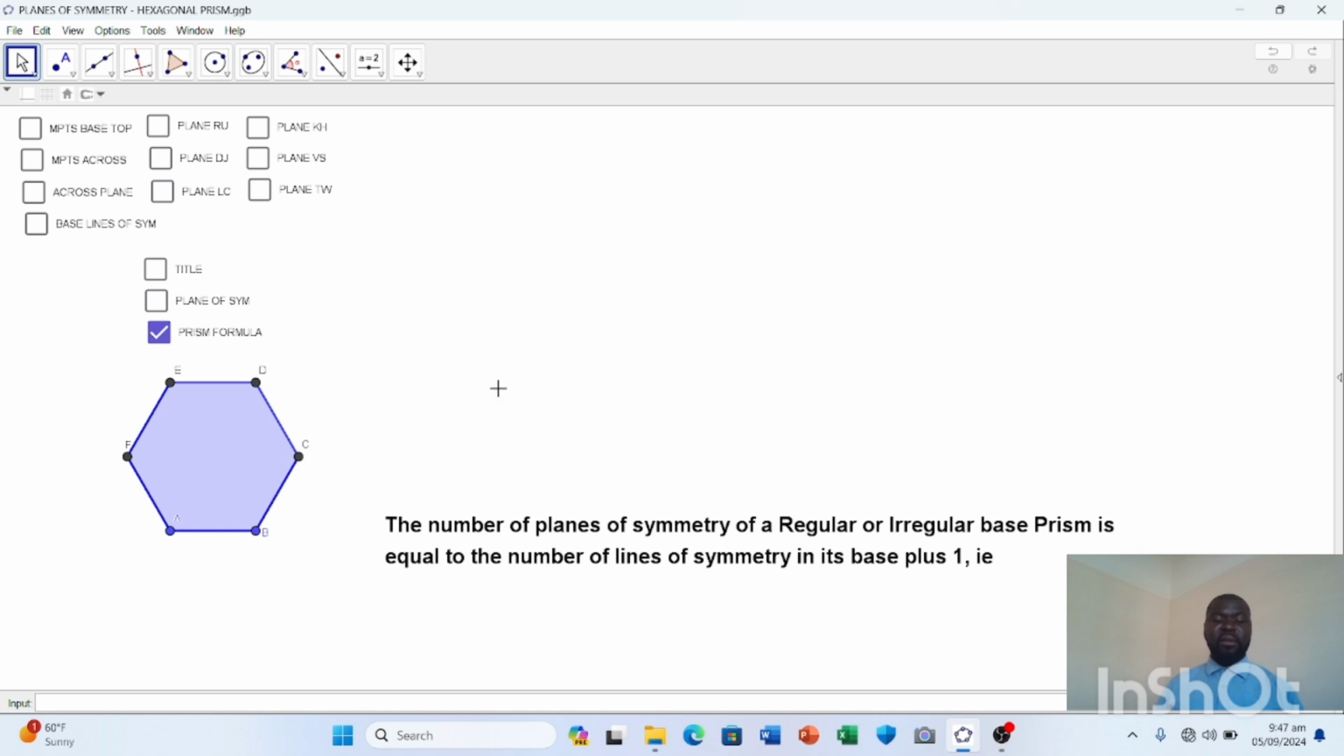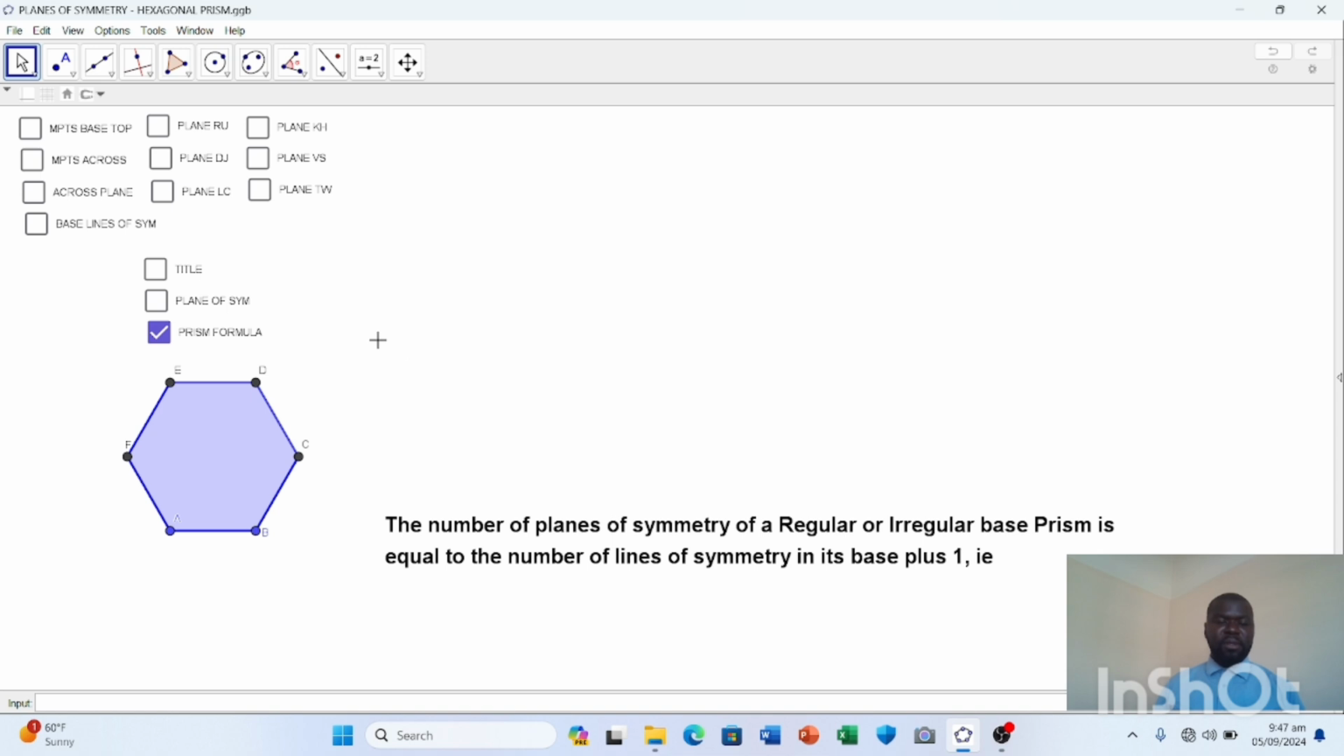Coming to the formula, the number of planes of symmetry of a regular or an irregular base prism is equal to the number of lines of symmetry in its base plus 1.